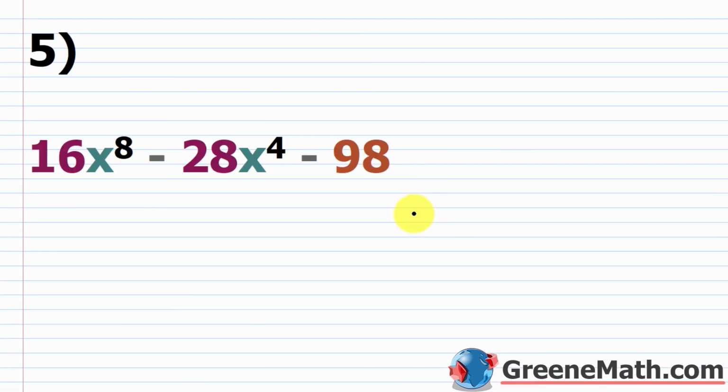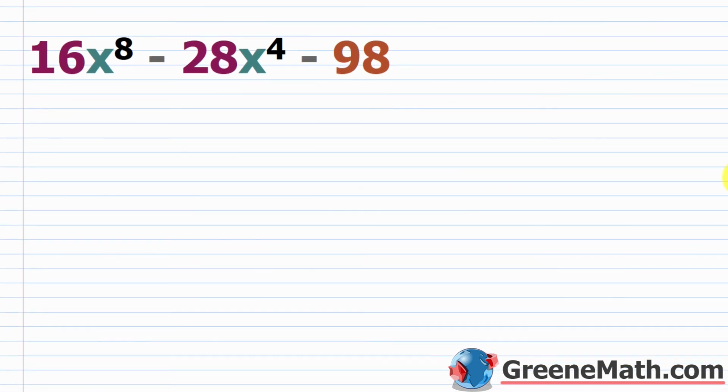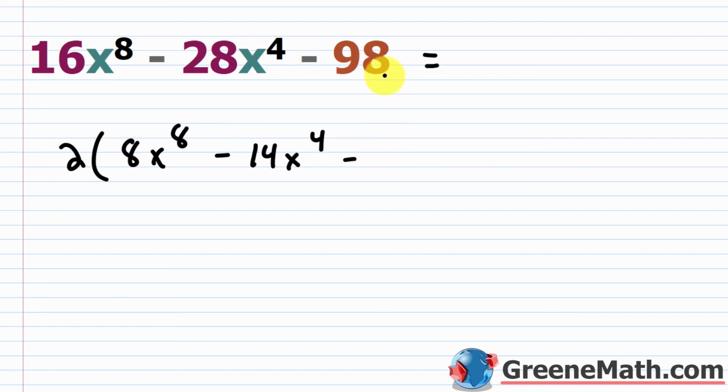All right, let's look at problem number 5. So we have 16x to the 8th power minus 28x to the 4th power minus 98. So just eyeballing this, I know that everything is even here. So at least I can pull out a 2. And then inside we would have 8x to the 8th power minus 14x to the 4th power, and then minus 98 divided by 2 is 49. So again, we notice that this 8 here is double that of the 4. So you can use your substitution technique.